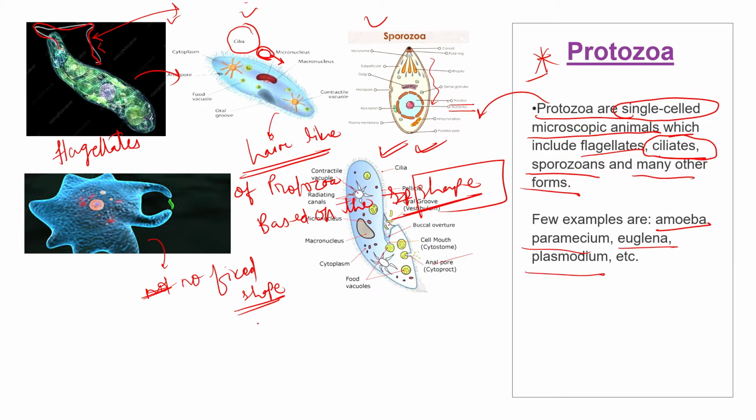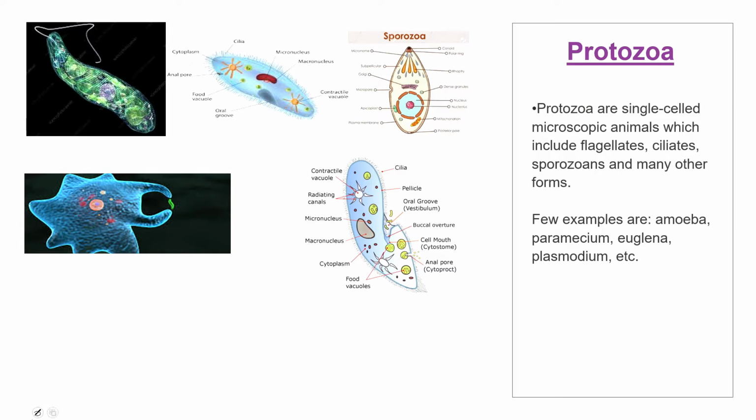Next comes paramecium, another example of protozoa. Here you can see there is a presence of cilia, food vacuole, cytoplasm, macronucleus, micronucleus, radiating canals, and whatnot. Everything required for the survival of the cell, all the components, are present in this. So this is the structure of paramecium.